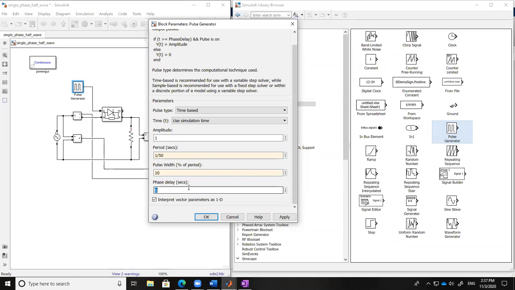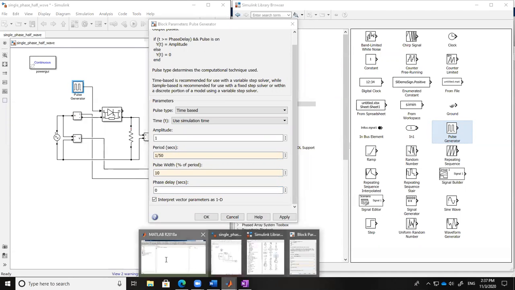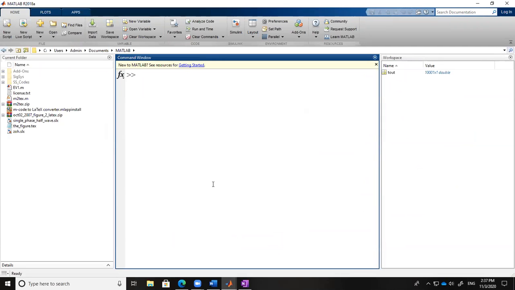And phase delay is going to be in seconds. Now let us say I want to apply a 30-degree phase delay. So for 360-degree, it is 20 millisecond. So how much delay will be required for 30-degree? What I need to do is divide 30 by 360 and then multiply it with 0.02. So it is 0.001667. This is the delay required for 30-degree delay.